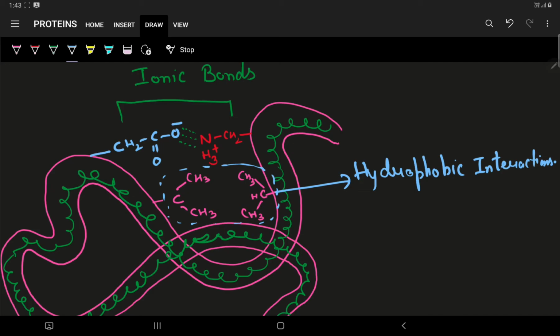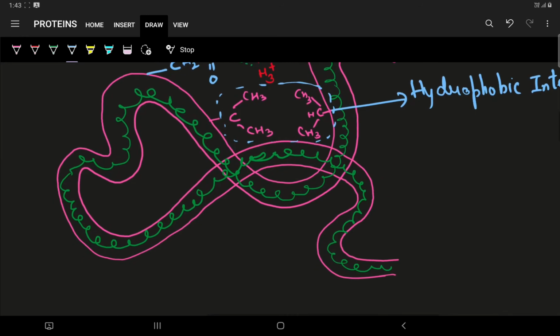Now the next are the disulfide linkages. How are these disulfide linkages formed? See here, the free sulfur groups, if present, they give rise to the disulfide linkages. Here they give rise to the disulfide linkages.